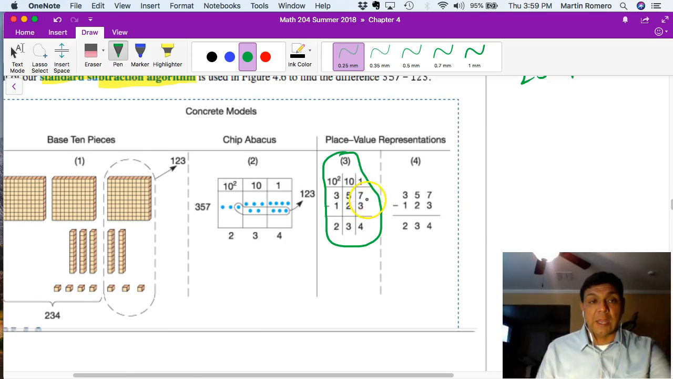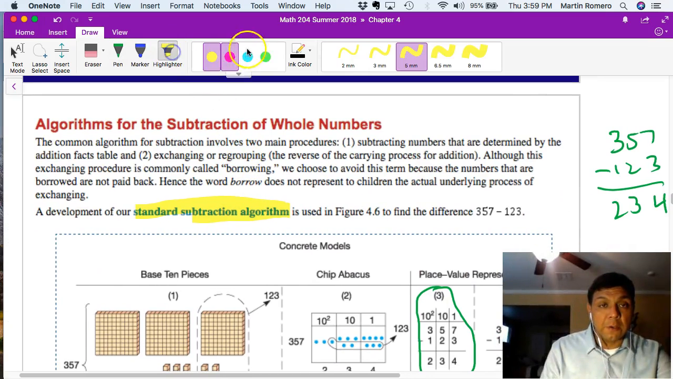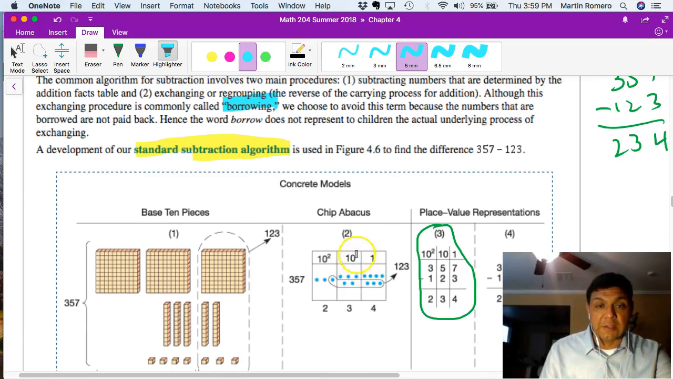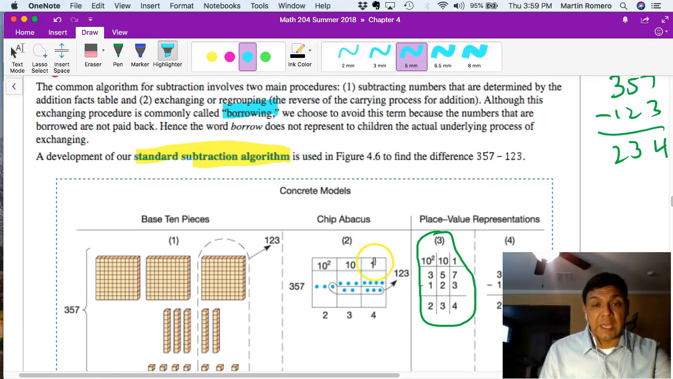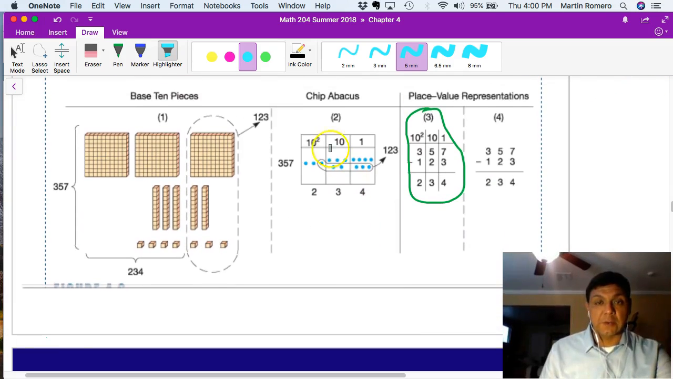Now, an issue arises in the standard algorithm when we have to what we call borrow, but we don't necessarily like the term borrow, right? What we call borrow is really that we're exchanging one of the bigger place values for the smaller one. So if we take a 10, that means we'll break up one of the tens into 10 units. And so we could create another problem.